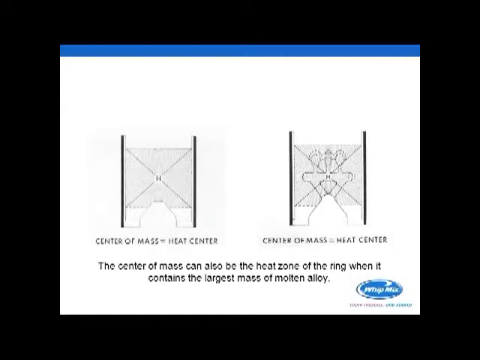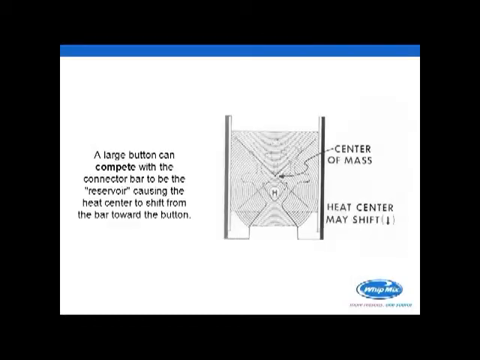All right, but let's talk about what happens when you cast too large of a button. Now the amount of metal in there changes or shifts the heat center. You have this mass of metal that's retaining heat and competing with the connector bar to be the reservoir. And you will see by the little H in the center that it shifts the heat zone down toward the button.